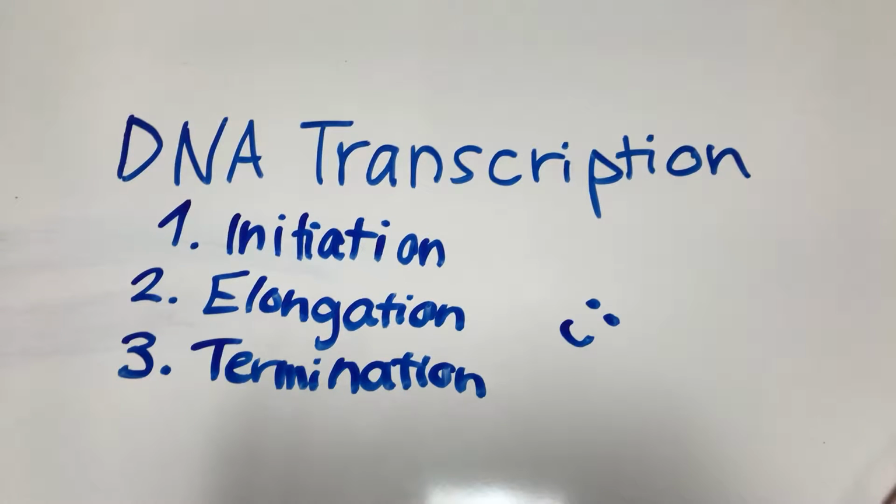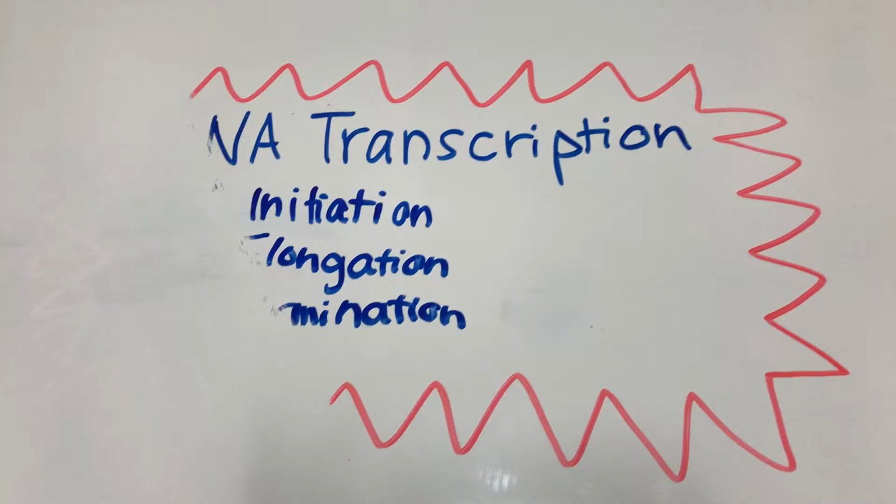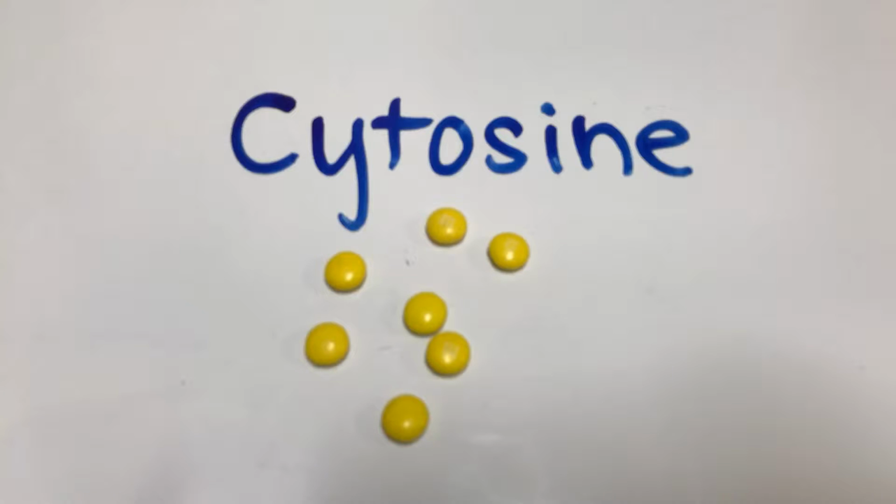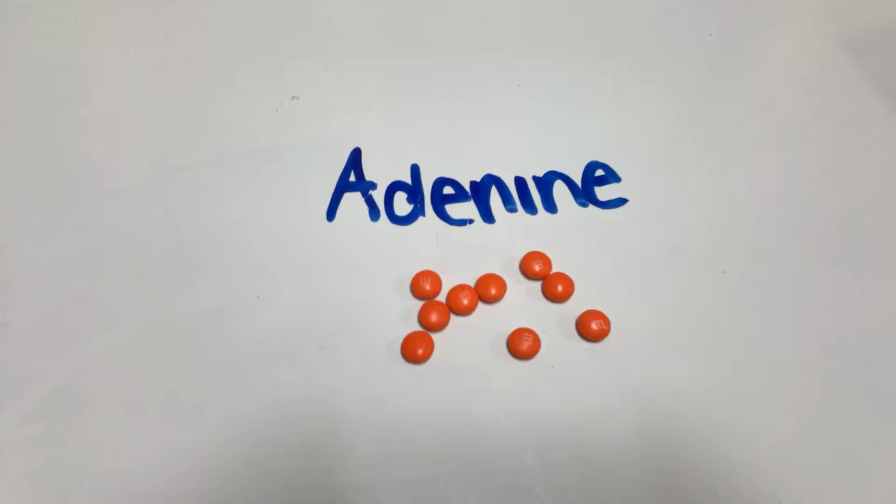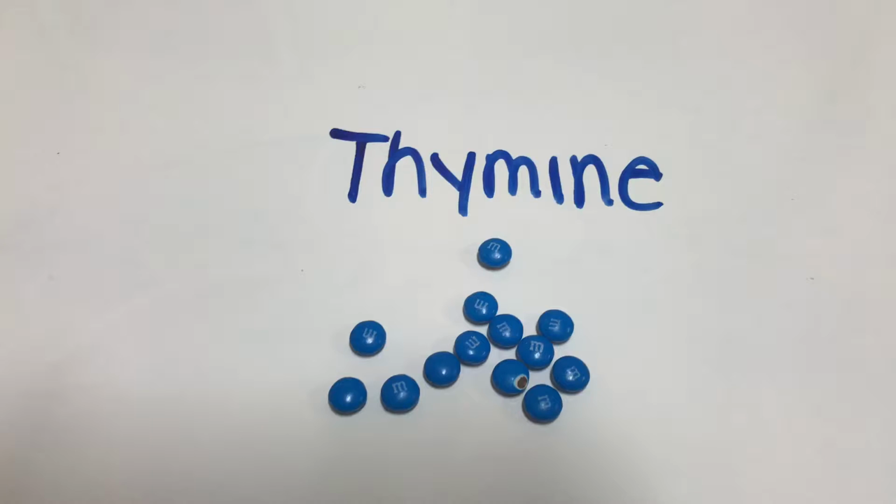In this video, we represented the nitrogenous bases with M and Ms. Cytosine is yellow, guanine is green, adenine is orange, thymine is blue, and uracil is brown.